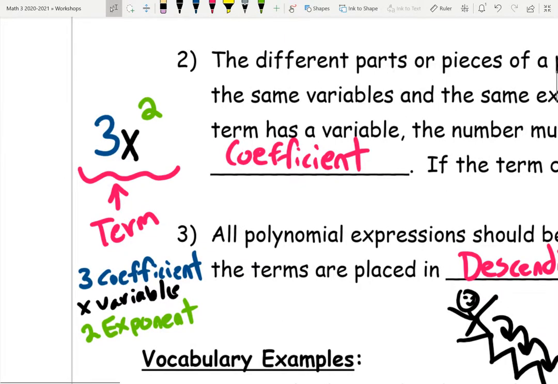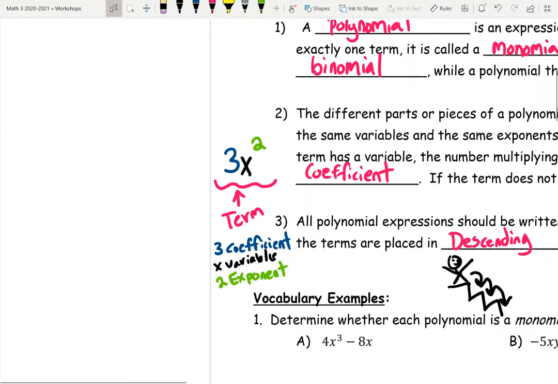Notice this is one term. This is basically one word. It's the building block of many math sentences. Notice 3 is considered the coefficient, x is the variable, 2 is the exponent, but all of it together, including the sign of a positive 3, make the term.